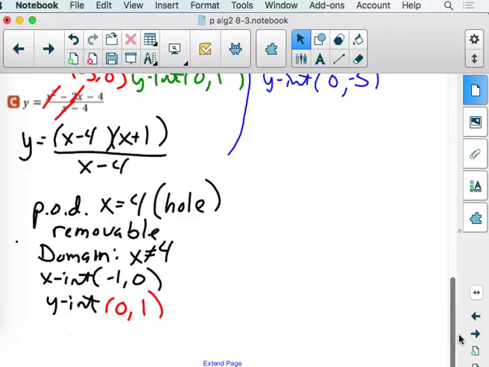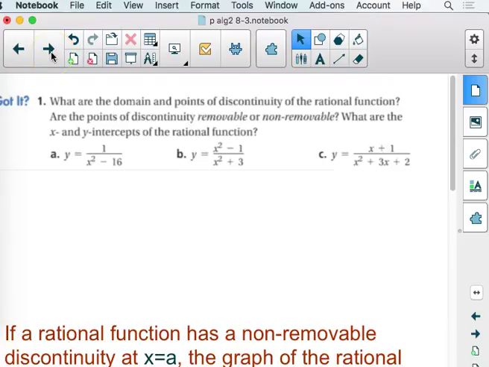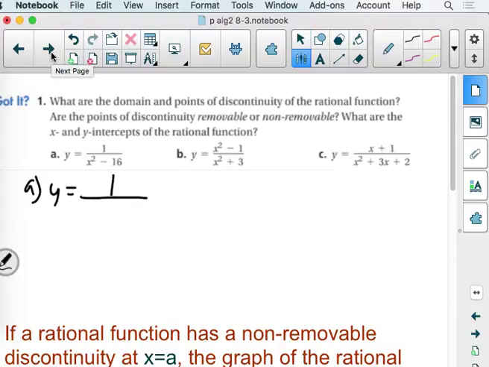Either way, you'll get the same answer. All right, let's do some more of these so it starts to stick a little better. Here we go. What do you do first? Factor. Is it factorable? Yeah. It's that one special. X squared minus 16. Factor. What do you get?